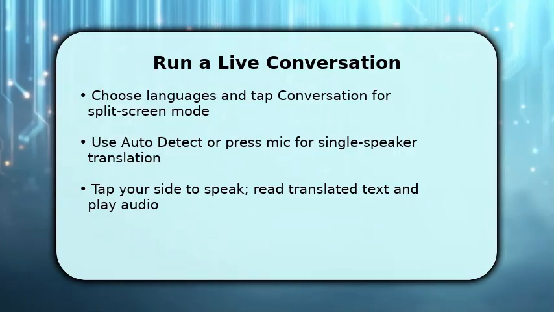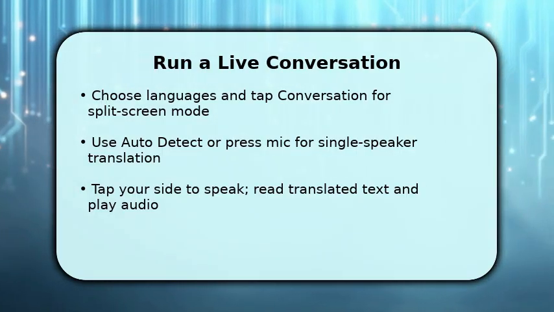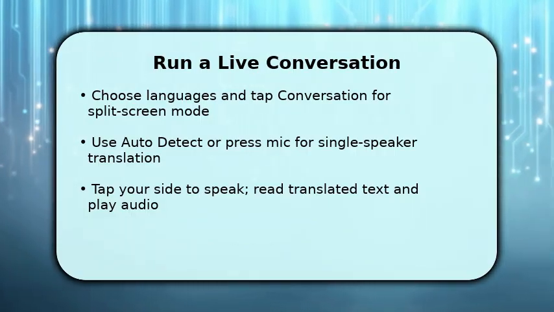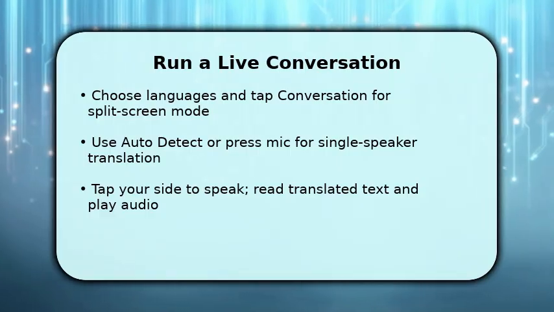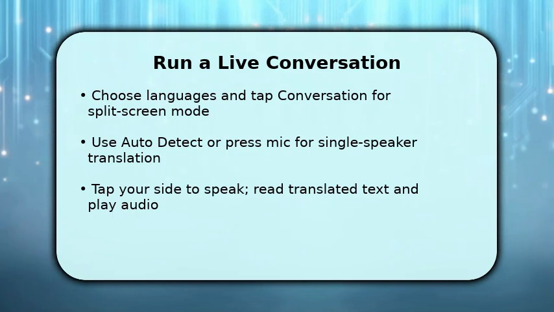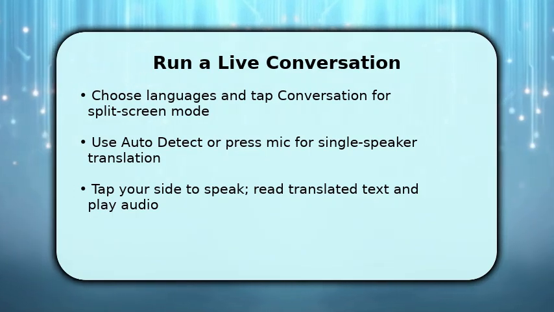To speak, tap your side once and speak clearly. The app shows translated text and plays audio for the other person. If accuracy matters, slow down your speech and enunciate. Short phrases reduce errors, then confirm meaning visually with the on-screen text.